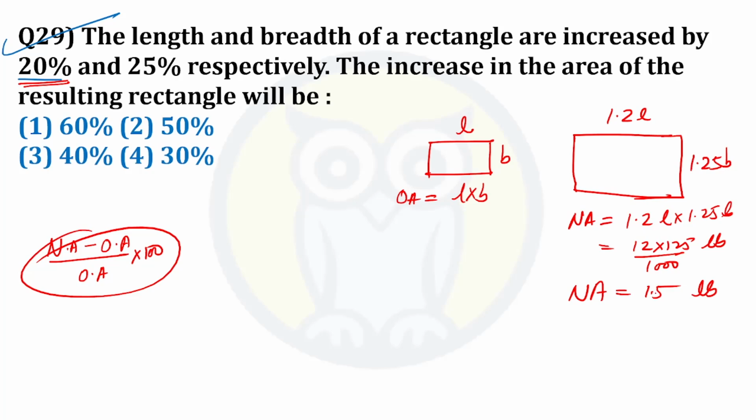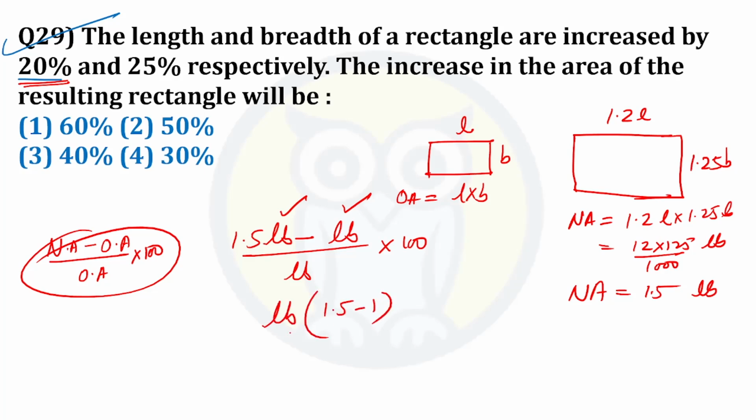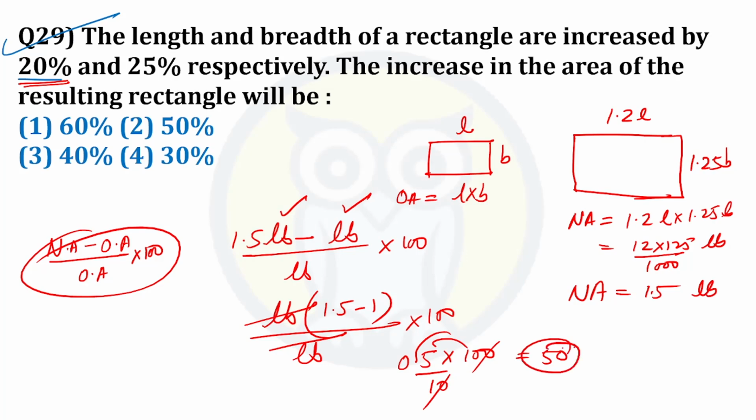Now the new area. Using the formula, new area is 1.5 LB minus old area LB, by old area LB, into 100. LB is common, so 1.5 minus 1 is 0.5 LB into 100. LB cancels with LB. Multiplying 0.5 by 100 gives 50. So 50% is the correct answer of this question.